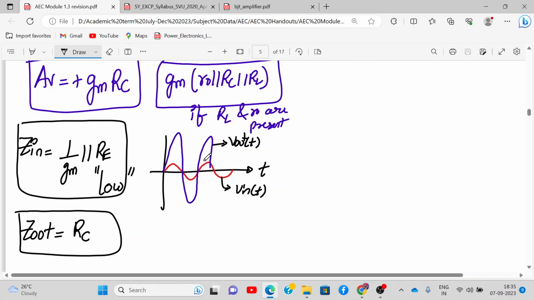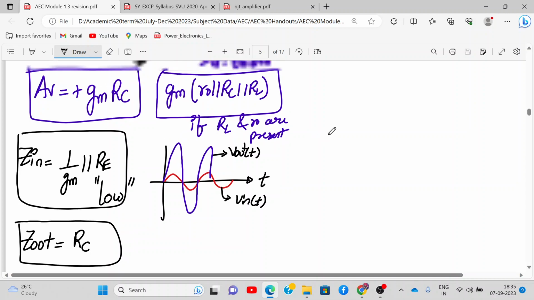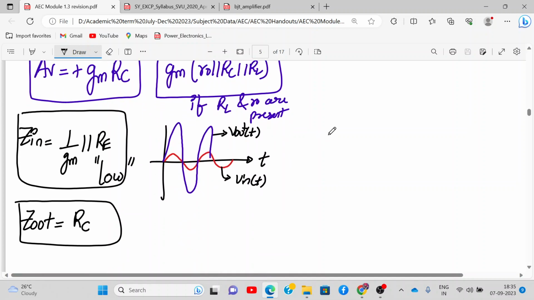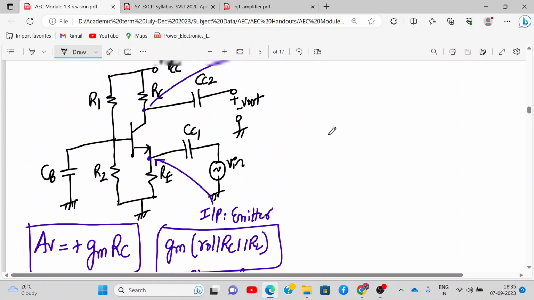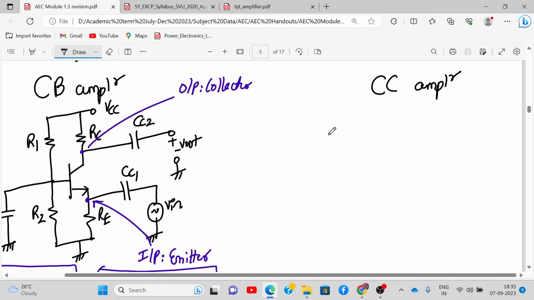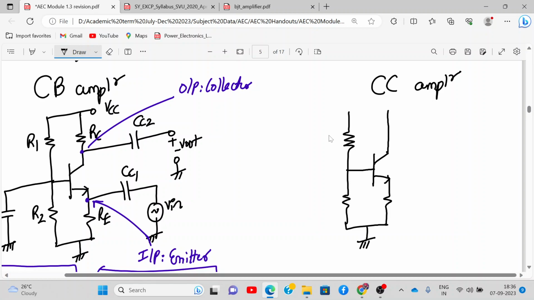Now we'll see in comparison. You'll have written the formulas. Now in comparison, we draw the common collector amplifier. The common collector amplifier is also similar in quite some terms. Only thing is, capacitor RC is not present over here. So don't draw RC. So this is my configuration for common collector.